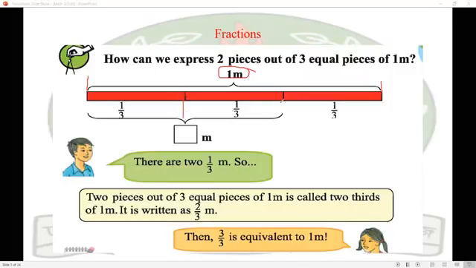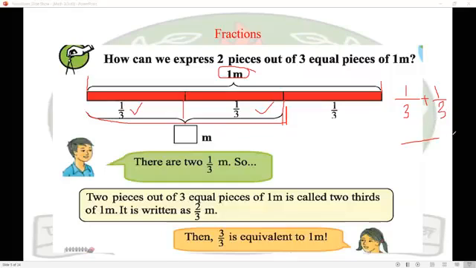One is from here, another is from here. But you have to express from here to here. This is 2 parts. How can you express it? You see that when 1 meter is divided into 3 equal parts, this part contains 1/3 meter, this part is also 1/3 meter. So this part also contains 1/3 meter.